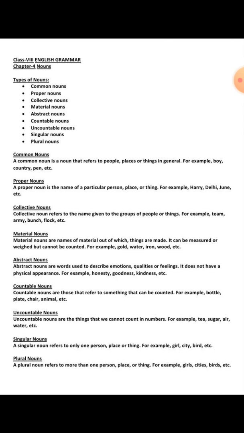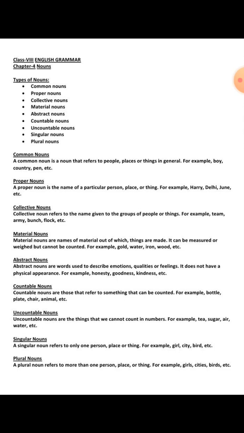Uncountable nouns. Uncountable nouns are the things that we cannot count in numbers. For example, tea, sugar, air, water, etc. So you cannot say 1 air, 2 air, isn't it? You cannot count the air. You cannot count water.